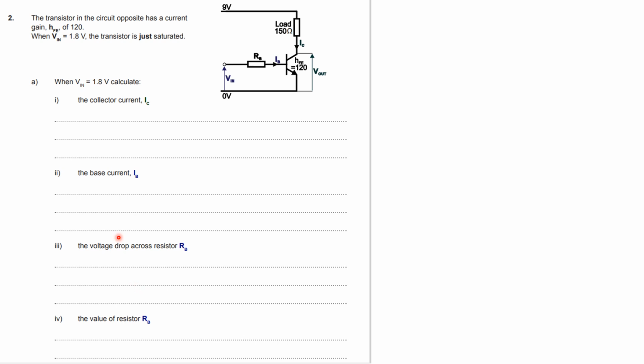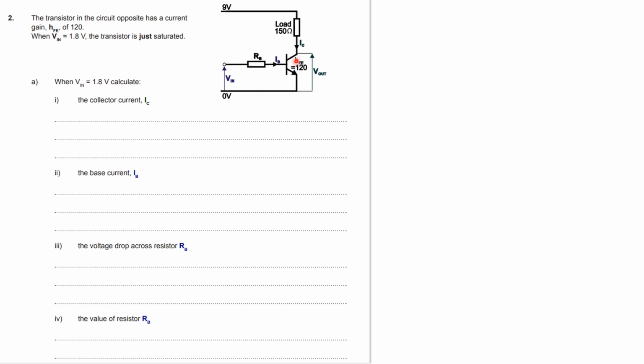Okay, so next question. This time we've been given a transistor and a current gain of 120. We've been given V in is 1.8, which just saturates the transistor. So if it's just saturated, it means that all the current, IC, is going to be going down there. We need to work out that current. They've given you a lot of information. It's just Ohm's law, really.